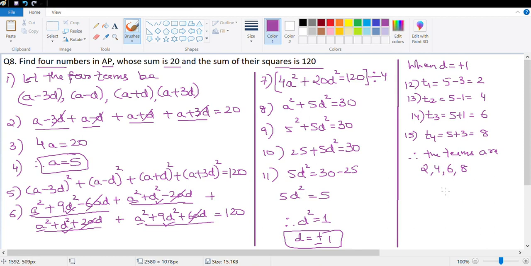Or if we are looking at when d is -1, which means we're looking at a decreasing AP, there'll be 8, 6, 4, 2. So we get two sets of answers, 2, 4, 6, 8 and 8, 6, 4, 2.